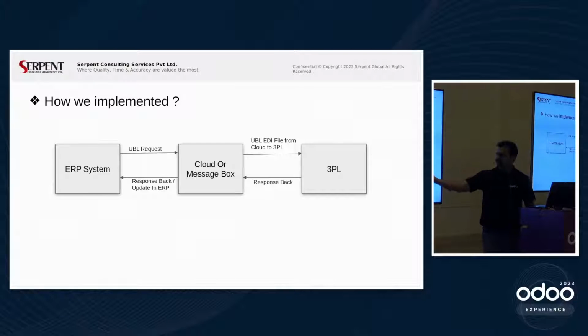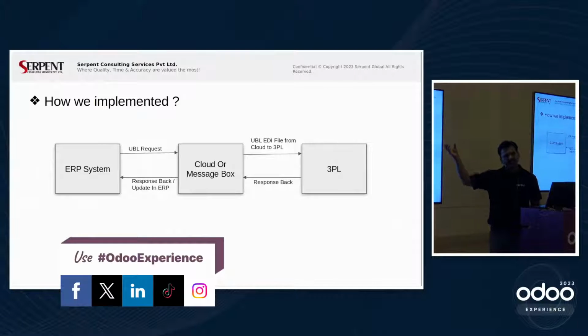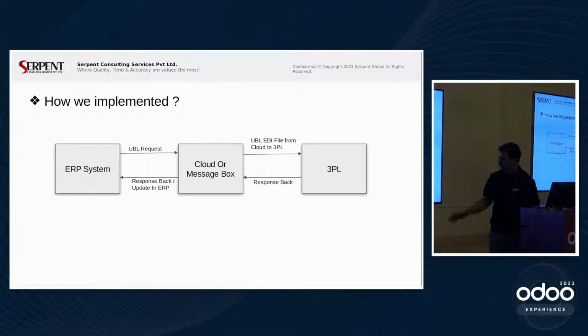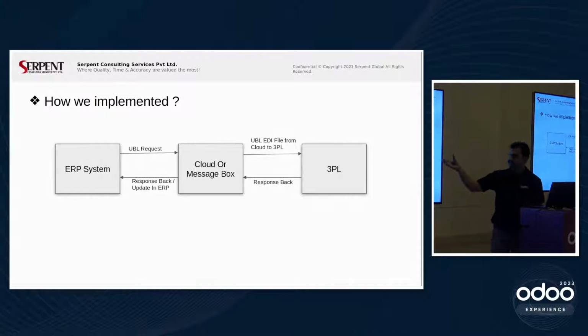So the in-between server will send the message to the particular channel, and the message box will communicate every request and response. Here, the ERP system will send the data in UBL format to the cloud or message box, and then the message box will communicate to the third-party logistics. They will send the data to the particular channel or particular warehouse. Then the third-party logistics will do the operation, and they will send the response back to the ERP system via the message box. So this is the process.